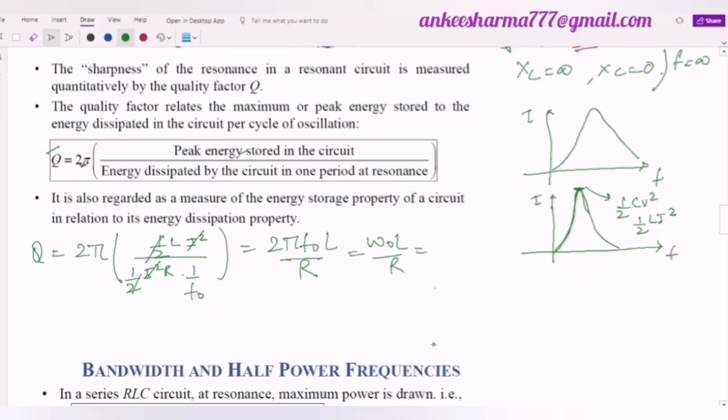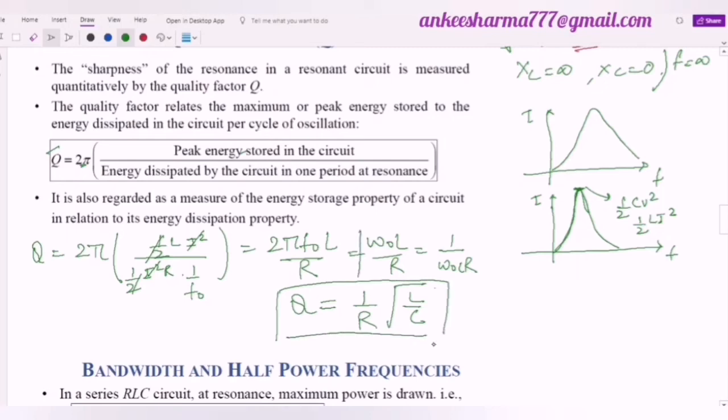Or if I would have taken the half CV square, it will be equal to 1 by omega naught C into R. And if I solve it further, it will be equal to 1 by R root of L by C. This is also another formula. So these all three formulas are used for the quality factor. One more formula will be there, that is based on the bandwidth. I will tell you later. So these three formulas are used.